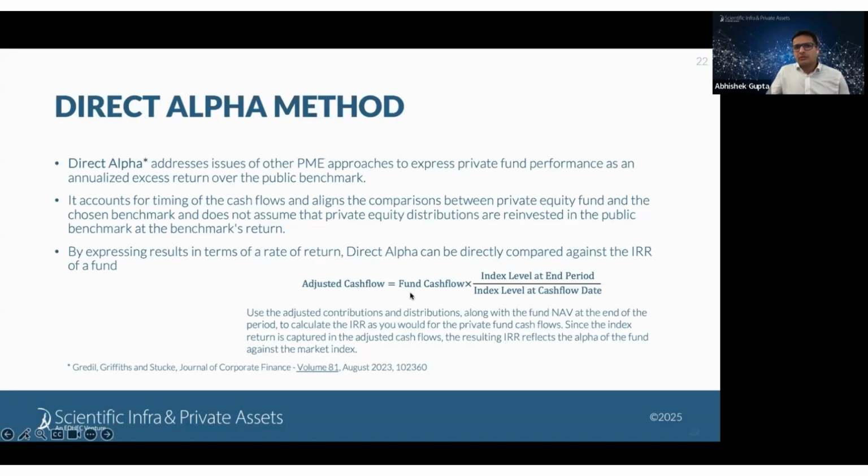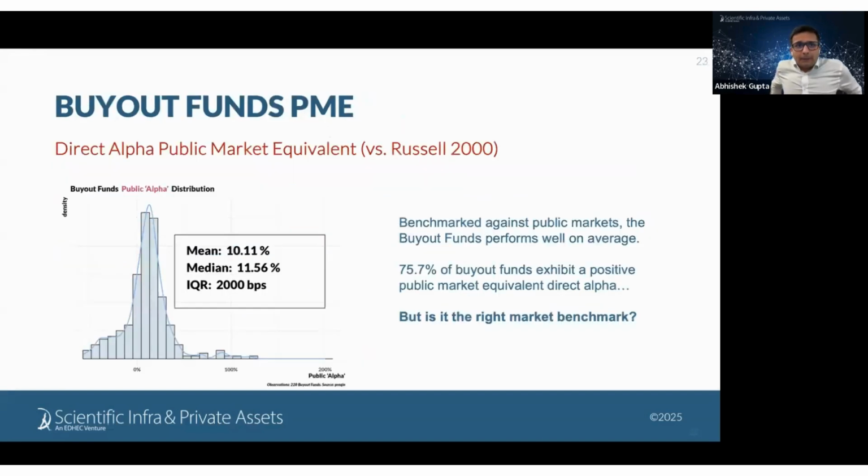In terms of adjustment, it's really simple. You take the cash flows that go in the fund and you apply those same cash flows onto the benchmark, as if you are buying and selling the benchmark using those cash flows. So a simple concept, but very interesting in analyzing how much alpha we generate. So the first thing is we try the direct alpha approach against a public market index. That's how typically this approach is used in the market, and it's called PME.